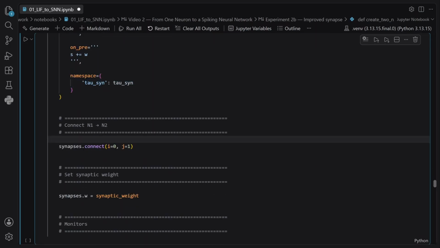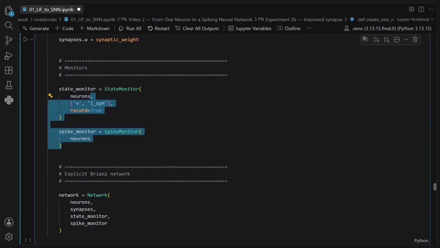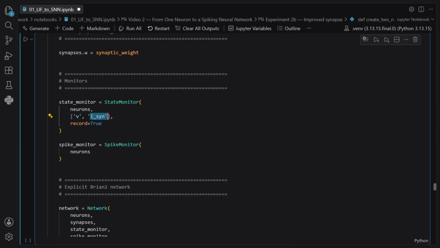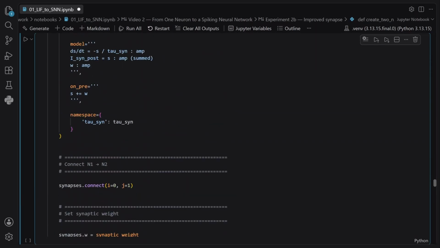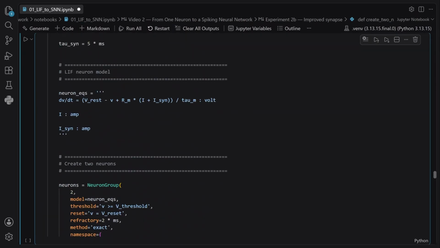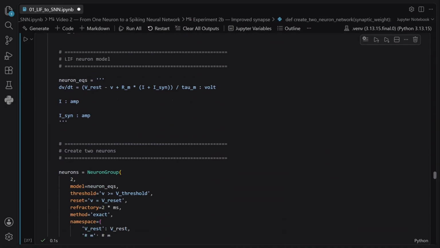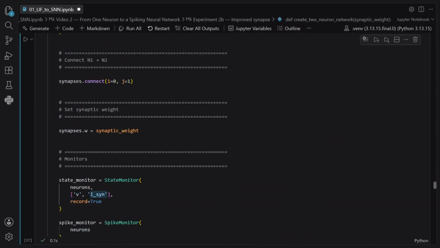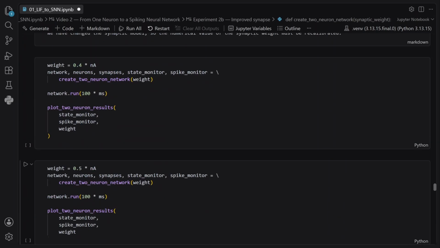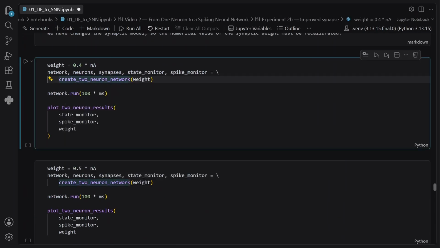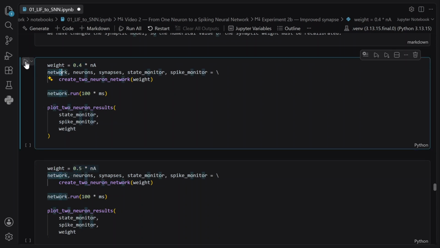Monitors are added the same way, but this time we are also monitoring this. Okay, let's run this. And notice that the refractory has been removed. So the difference between these two is just the weight. And let's try the weaker one.